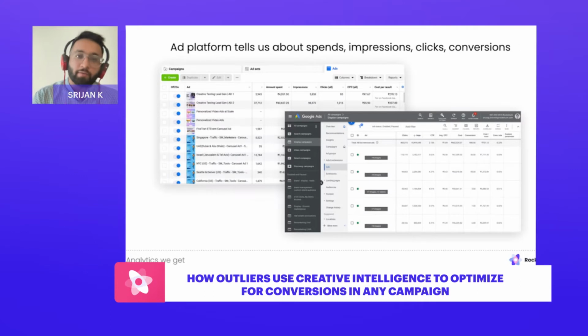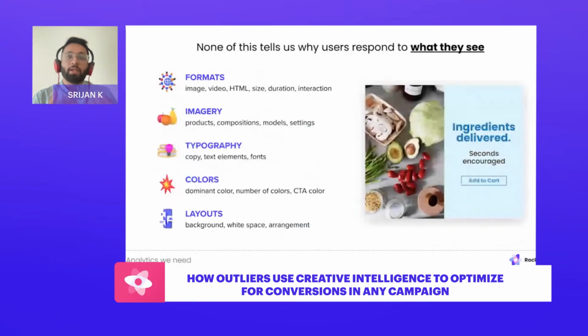And similarly, ad platforms share their own set of performance metrics, but we are not able to go that one level deeper, two levels deeper to figure out what inside that particular creative or copy is actually yielding the performance, right? So none of this actually tells us why users respond to what they see, right? So from the analytics that we are getting to the analytics that we actually need, there seems to be a stark difference, and we actually need to go 2 to 3 levels deeper to figure out the best creative combinations and to be able to conclusively say why a certain experiment worked or why it did not, right?